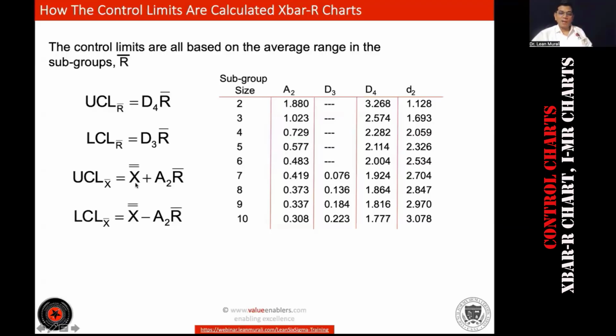What is this X double bar? At 1 o'clock, you take 5 pieces. There is an average of 5 pieces. At 2 o'clock, you take 5 pieces. There is an average of 5 pieces. At 3 o'clock, you take 5 pieces. There is an average of 5 pieces. Now, you have one data point of average at 1 o'clock, one at 2 o'clock, and one at 3 o'clock. If you have 100 averages like this, the average of the averages is called X double bar. X bar is average. X double bar is average of average.